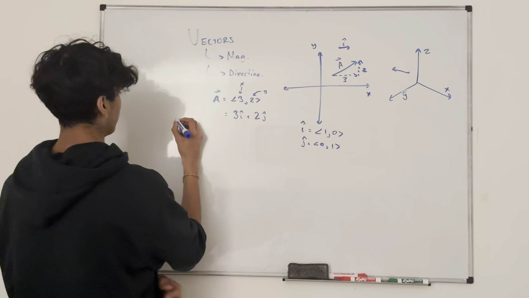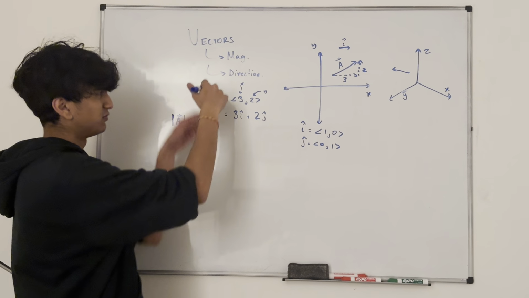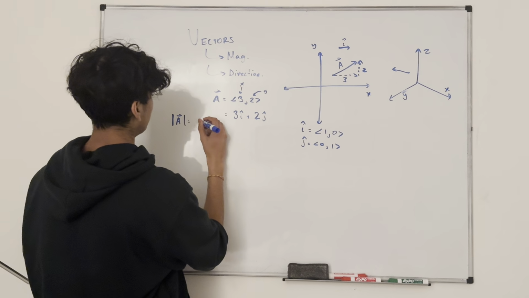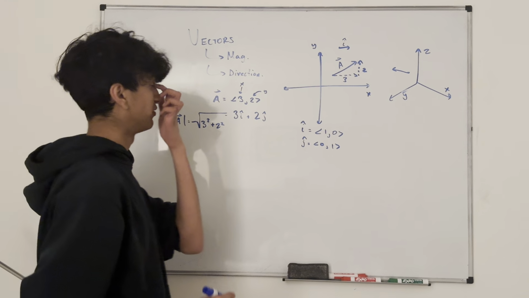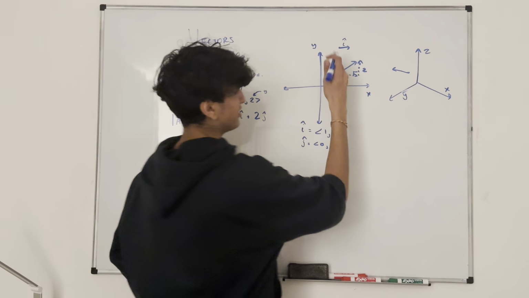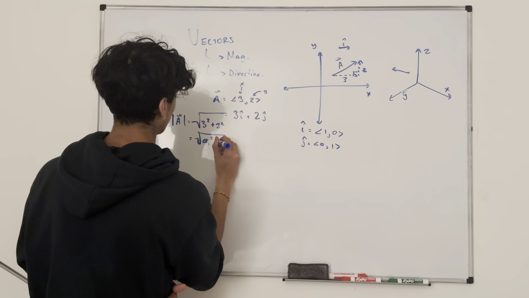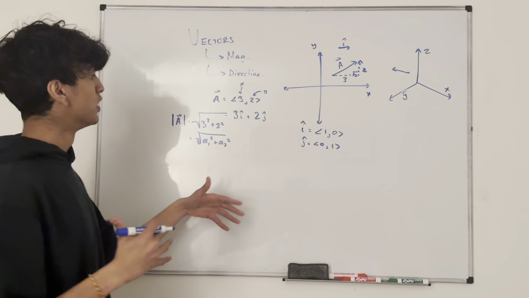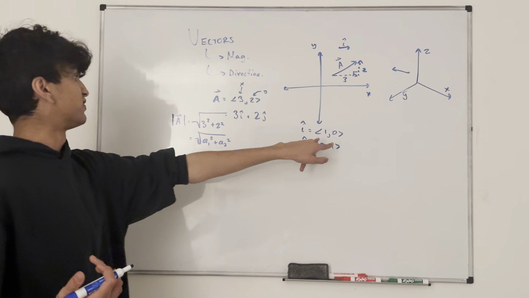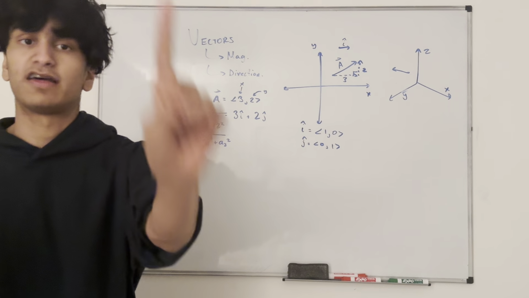So I can say the magnitude of A, sorry, I mix those up sometimes, is going to be the square root of 3 squared plus 2 squared. If you think about the Pythagorean theorem, that's literally what I'm doing to find the length. In a more general form, it would be your first component squared plus the second component squared, since we're looking at 2 dimensions. The magnitude of i hat and j hat is just 1. A unit vector just means it has a magnitude of 1.